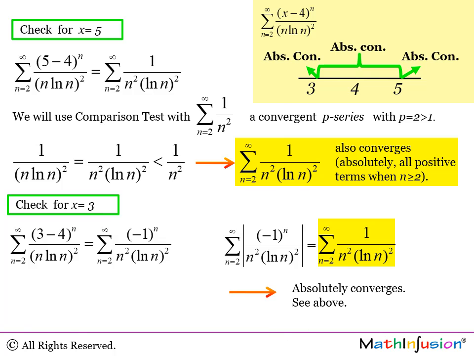And now we can summarize and get the answer. We know that the radius of convergence is 1. And what about the interval? We should include the endpoints. So the interval is between 3 and 5, including 3 and 5. We also know that the series absolutely converges on 3 to 5, which means all the x's between 3 and 5, including 3 and 5.